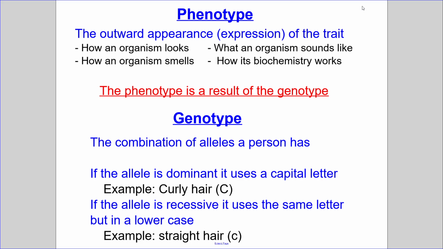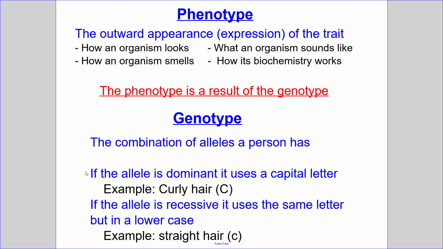Genotype, on the other hand, is the combination of alleles that a person gets. So a genotype is going to be two letters. We're going to represent it with two letters, a big C or a little c, a big A, a big F. So genotypes are just two-letter combinations that give rise to the phenotype.